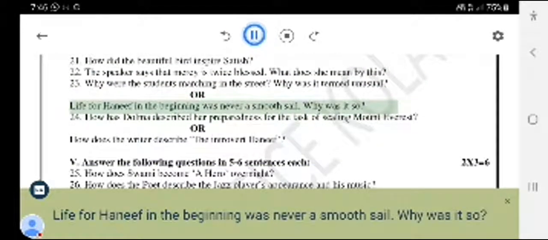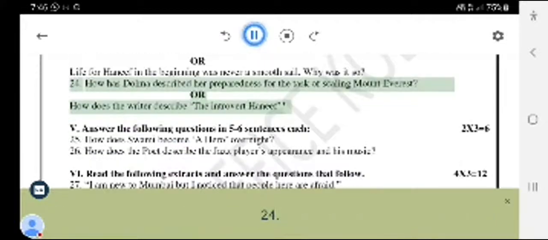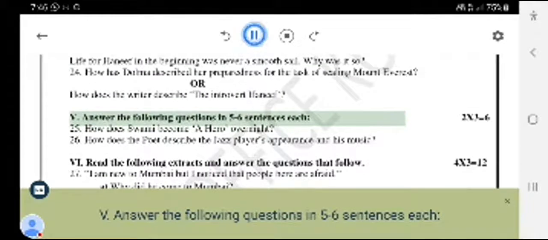Life for Hanif in the beginning was never a smooth sail. Why was it so? 24. How has Dolma described her preparedness for the task of scaling Mount Everest? Or how does the writer describe the introvert Hanif? V. Answer the following questions in 5 to 6 sentences each.